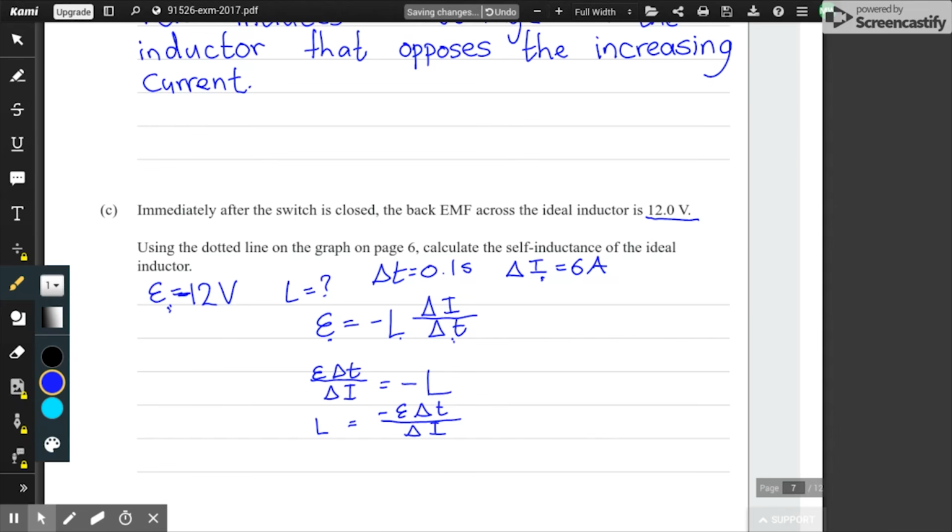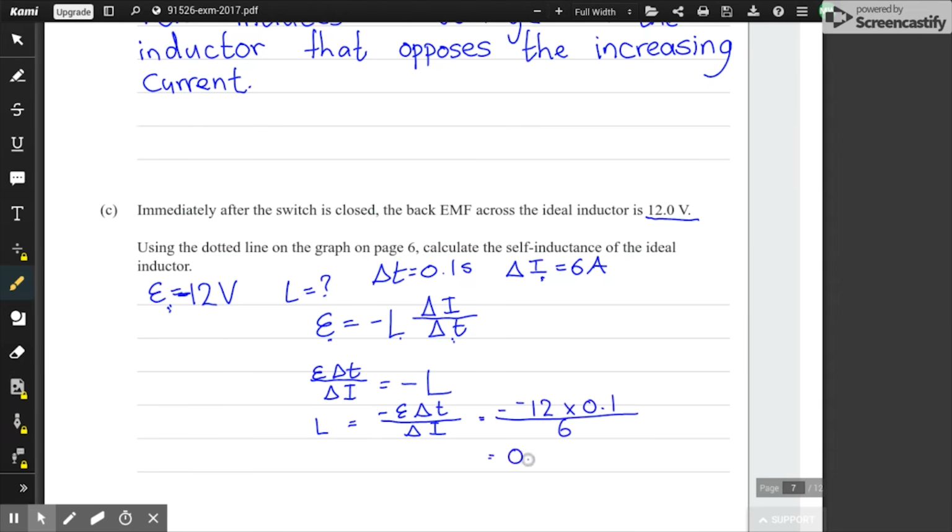So let's put our numbers in, which gives me 0.2 and units of henries.